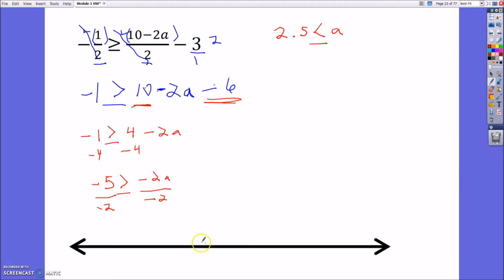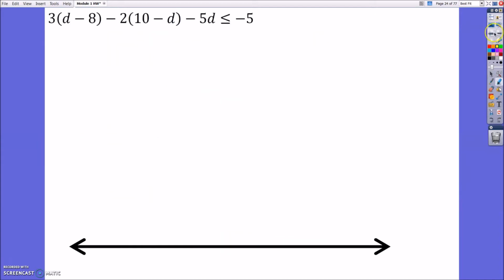So right here, if I have 2.5 right in the center, I'll have 3, I'll have 2, and then a full space away, I would have 4, and I would have 1. I'm going to have a closed circle because 2.5 is included, since it says a is greater than or equal to 2.5. So I'm going to shade all the numbers greater than 2.5, which is all the numbers to the right. And there you go.